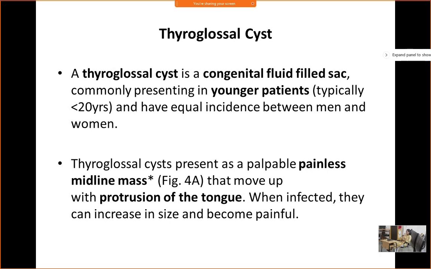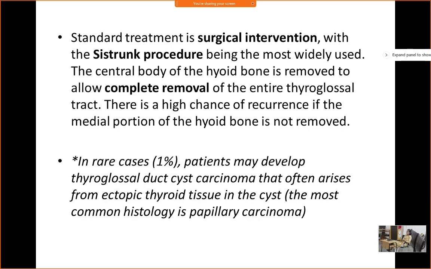Another swelling is your thyroglossal cyst. This is also a congenital fluid-filled sac, which is commonly present in younger patients, usually before the age of 20 years, and it has an equal incidence between male and female. So the thyroglossal cyst presents as a palpable, painless midline mass. Remember, it is midline, not on either side of the midline, and it moves up with protrusion of the tongue. And when infected, they can increase in size and become painful.